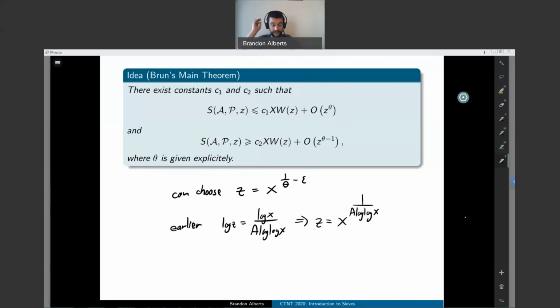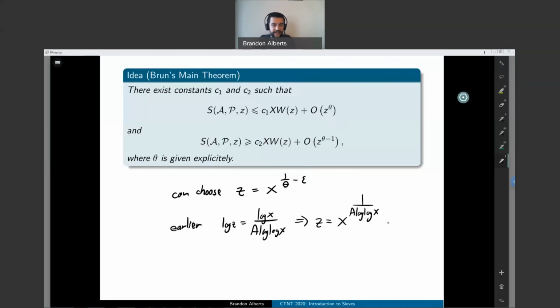And in the exercises for this section on Brun's sieves, I give a problem that talks about why having such a huge choice for z is useful and how you can use it to conclude some facts about twin primes or twin almost prime numbers.